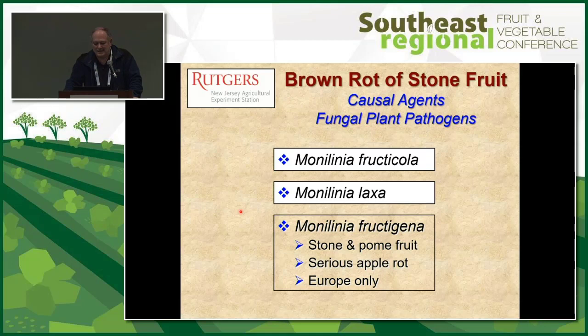So the bottom line is, as far as what you should be concerned with down here in the southeast, it's of course fructicola, since laxa is not in your area. In the mid-Atlantic and northeast, we also see laxa on cherry trees, which is kind of interesting.